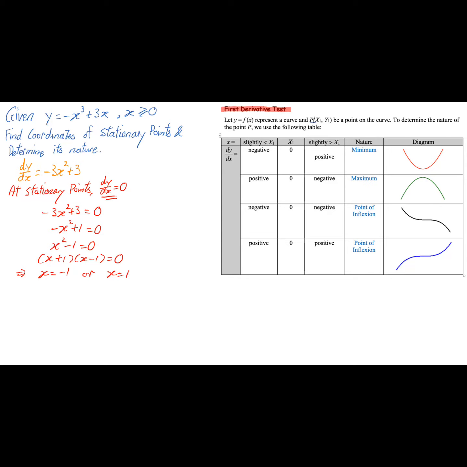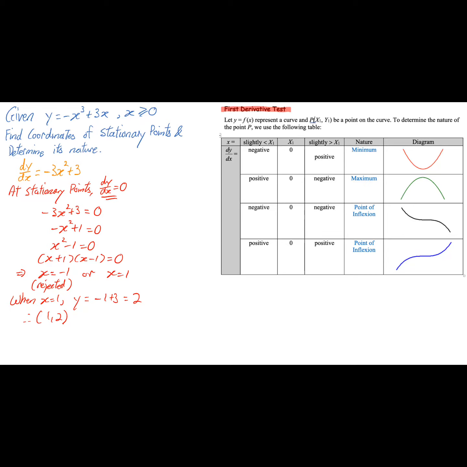And note that the question says x must be greater than 0. So for x to be greater than 0, that means we need to reject the negative 1. So we know that at the stationary point, the x coordinate is 1. To find the y coordinate, when x equals 1, y equals negative 1 plus 3, which equals 2. So therefore, the coordinate of our stationary point is (1, 2). Now, the key is how to determine its nature.